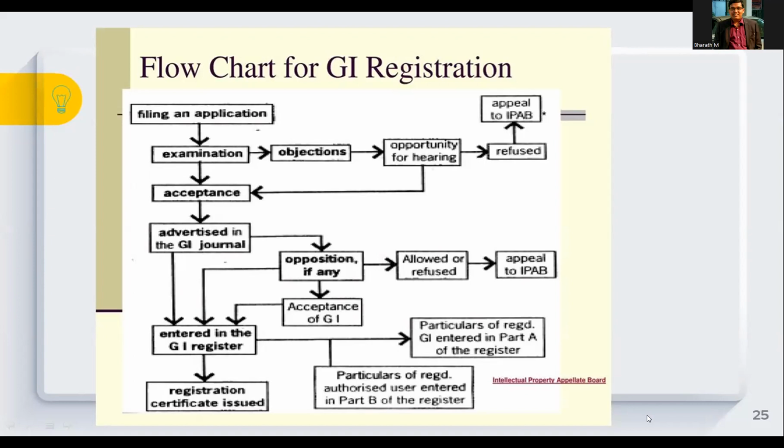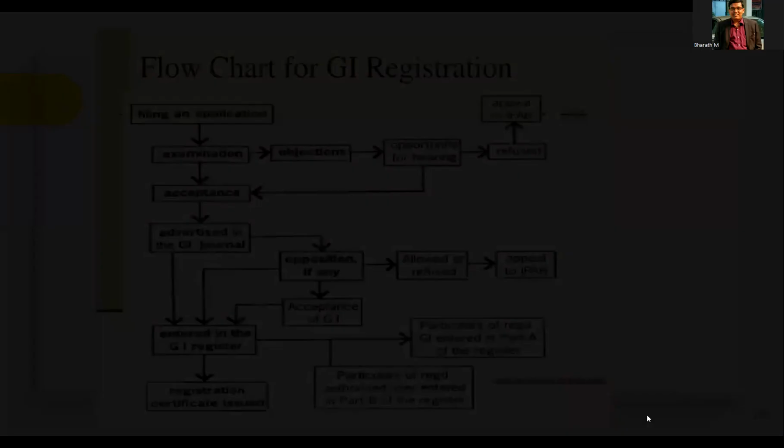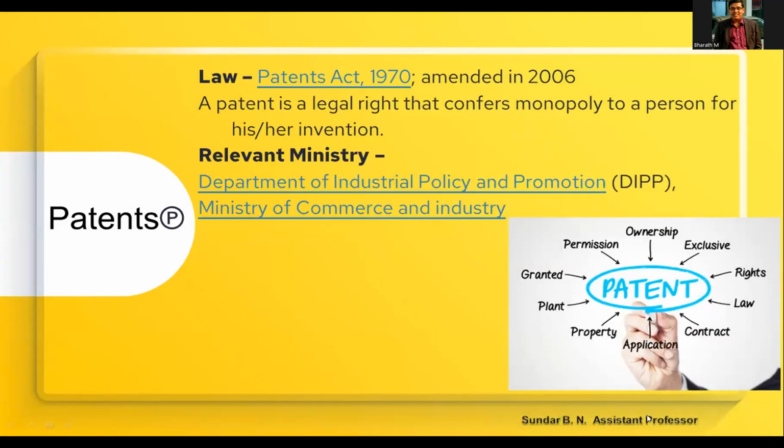So this is the process of how you can obtain registration or file a registration under the geographical indication. Our interested topic now is patents. Maybe most of you know about patents. What is a patent? A patent is the exclusive right given to an owner or creator. It is an exclusive right given to an idea.